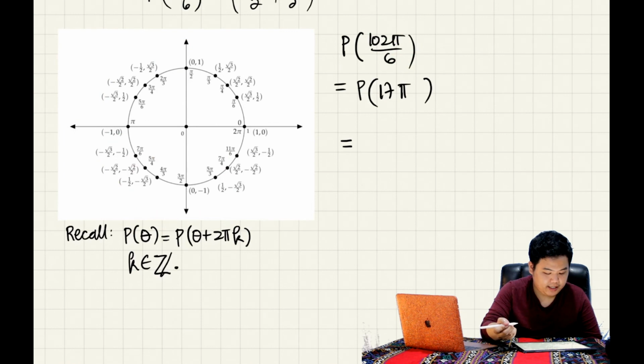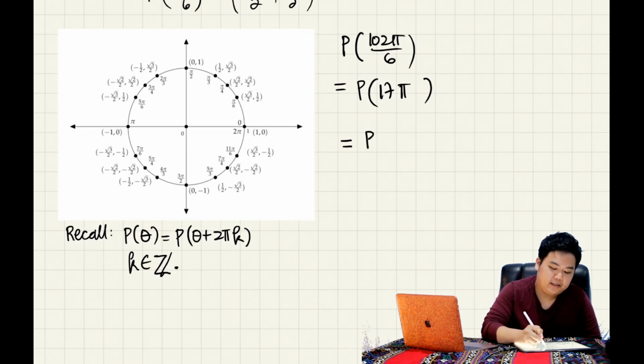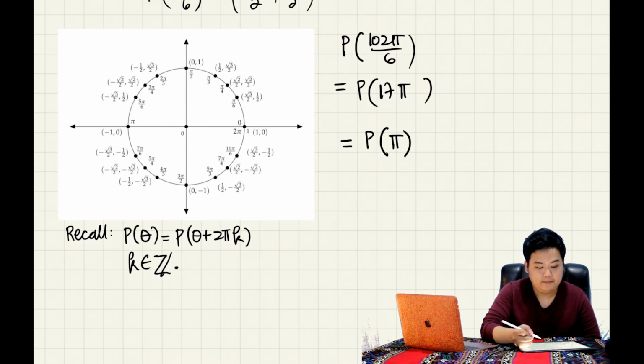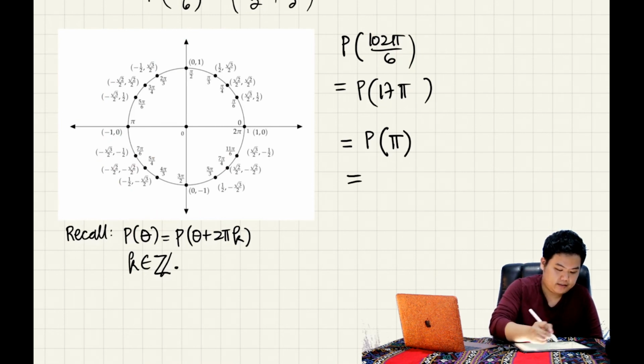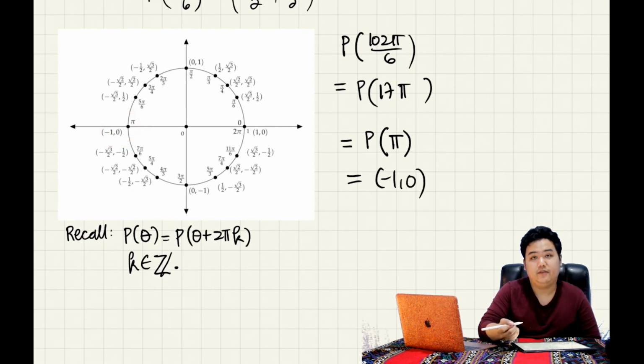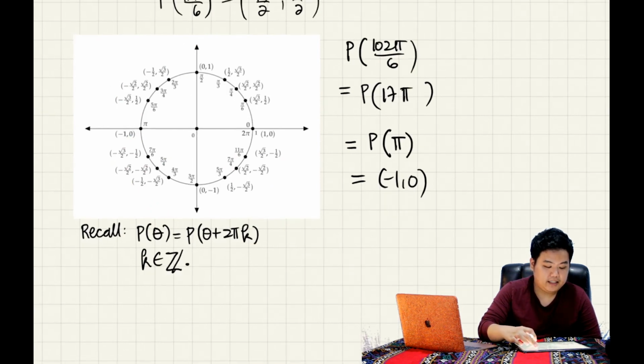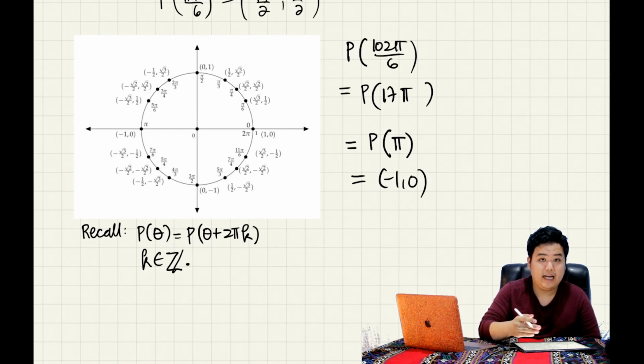And masyado siyang malaki. So, pwede natin gawin, magtanggal tayo ng even multiple ni pi. Okay? Or, multiples ni 2 pi. Pareha lang yun. So, alis tayo ng 16 pi. Pag nagbawas tayo ng 16 pi, meron na tayong P of pi na lang. And P of pi is this one. Negative 1, 0.